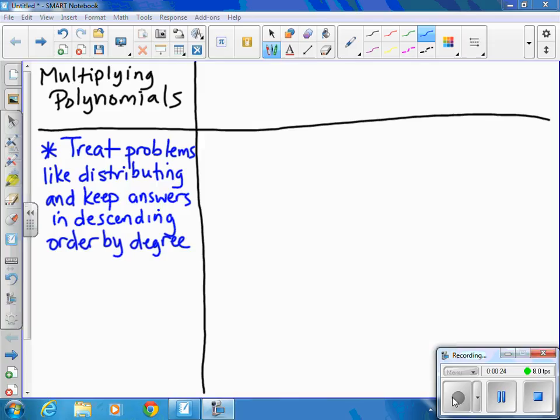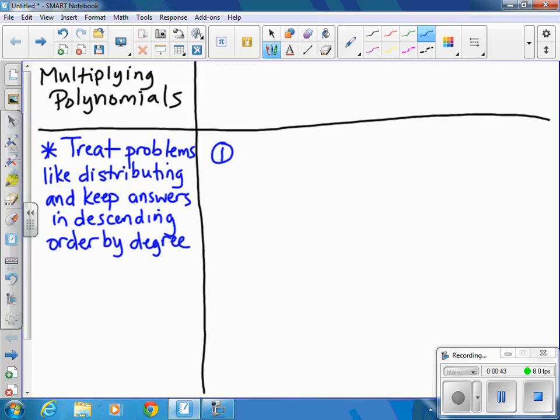So in these notes, I'm going to plan on trying to give you enough examples and support to help you be able to do any type of multiplying polynomials you may have to do. All right, so the first one is to treat all problems like distributing and keep your answers in descending order by degree, which every polynomial you ever write should always be in that kind of order.